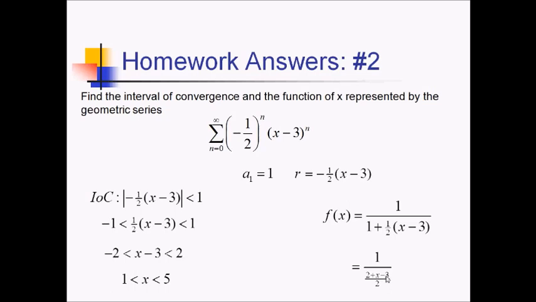And now we can rewrite this as, this is actually (x minus 1) over 2. And we can multiply by the reciprocal and bring this 2 up here. So when the dust settles, we're going to end up with 2 over (x minus 1).